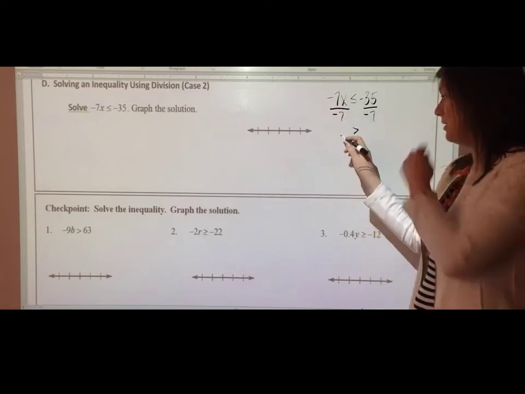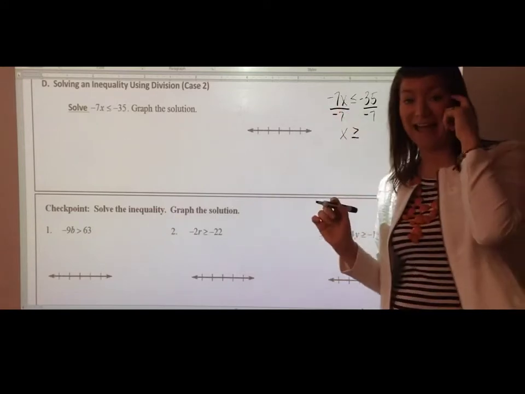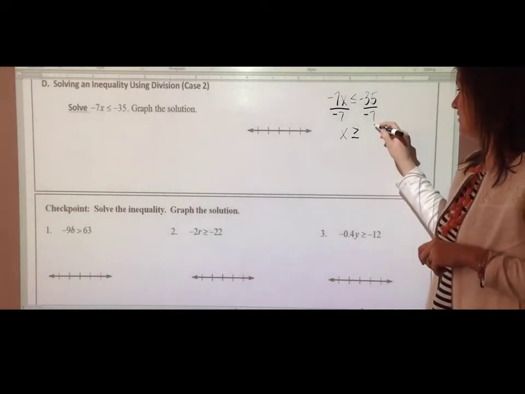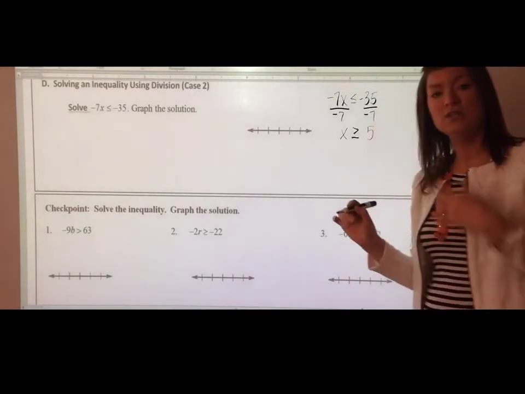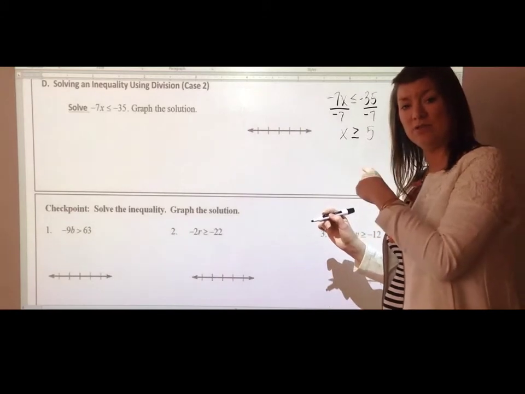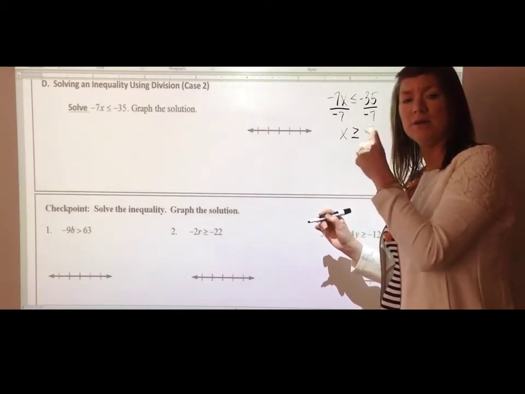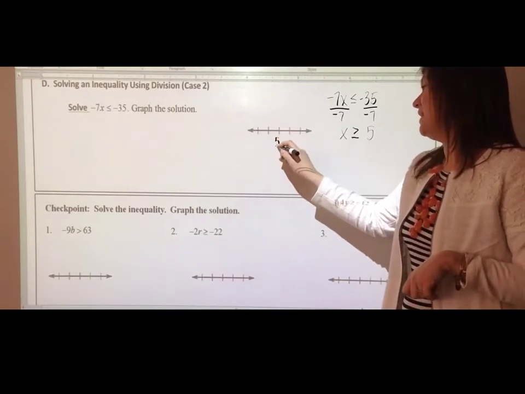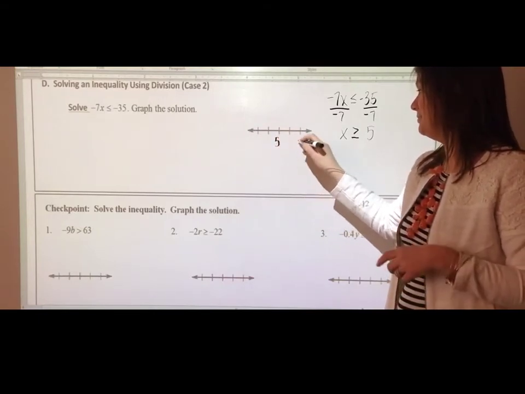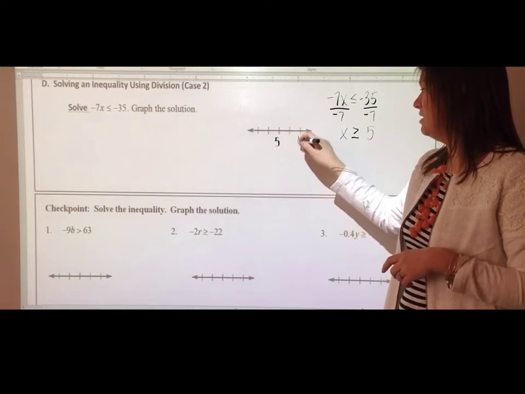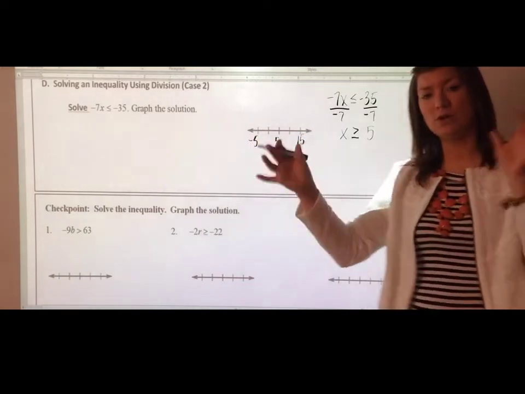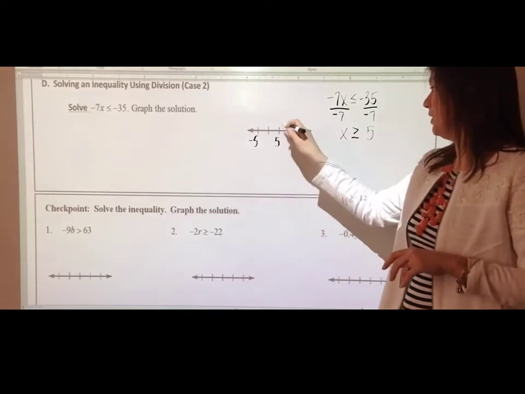Negative 7x divided by negative 7 leaves me a single x, or 1x. And then negative 35 divided by negative 7 is a positive 5. So all the solutions that will make the original inequality true are numbers that are greater than or equal to 5. So I'm going to set 5 up, and then I'm going to count by 5. So that's 10, 15, and this would be 0, and that would be negative 5. So I'm showing both sides of my boundary point.